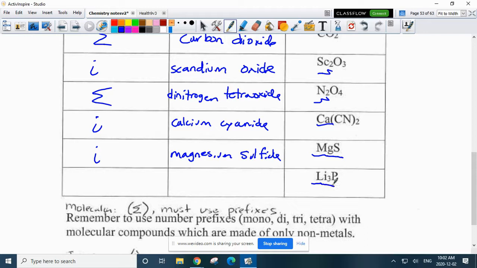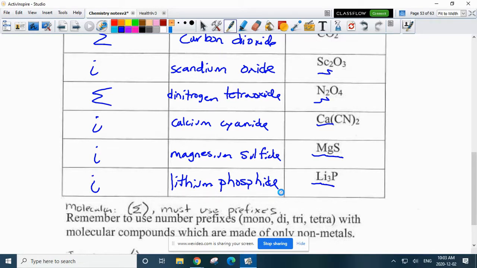Next one starts with metal again, so it's ionic, and it's lithium phosphide. And so hopefully that helps clarify it when you get the mixed questions.